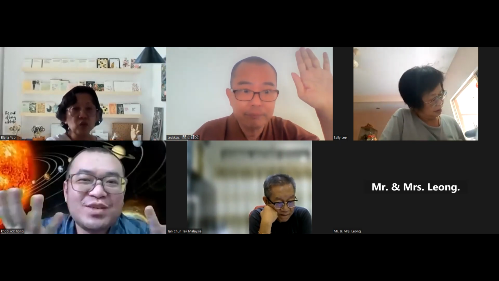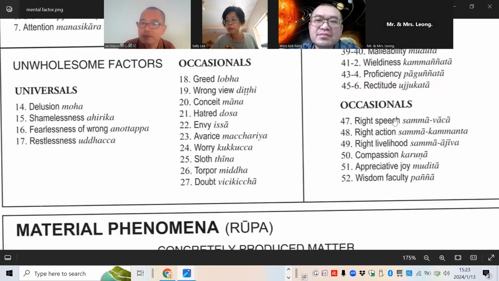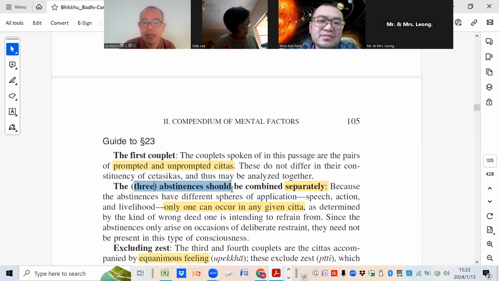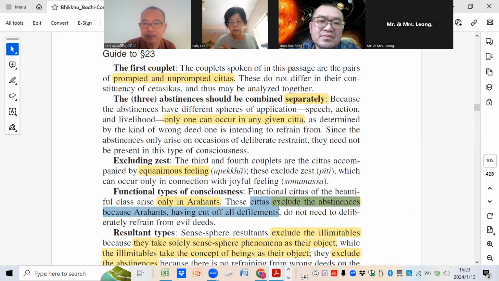Which three? This three. Abstinence, according to Abhidhamma: right speech, right action, right livelihood. These three have been minus. Why? According to the Abhidhamma, you see here, the three abstinences should be excluded here. Functional arahant excludes the abstinences. These three, according to this sentence. Follow?